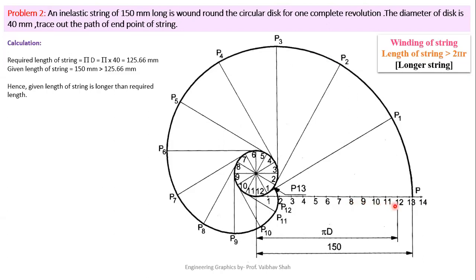Now let us observe. After this 12th point, we have the remaining string like this. We have to indicate additional parts on this string, because it denotes the endpoint P of the string. We already denoted this point P, but we want to know at which part this point P lies.